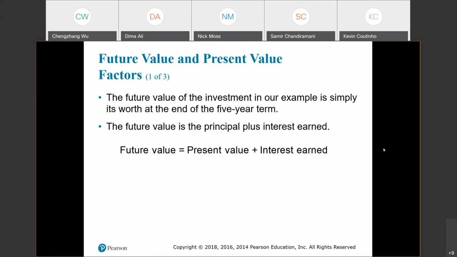First, we need to know the principal amounts. Second, we need to know the number of periods. And lastly, we need to know the interest rate, which are the three factors I just introduced. So future value simply equals present value plus interest earned.